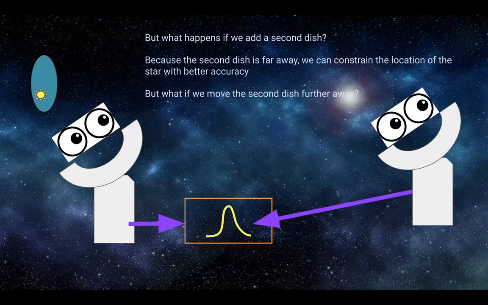So then the question is, what happens if we move our second radio telescope further away? What happens to our circle? And what will happen to our response? Any guesses? Yep. Yeah, you're right. The area becomes smaller. Yep. But what about the response?